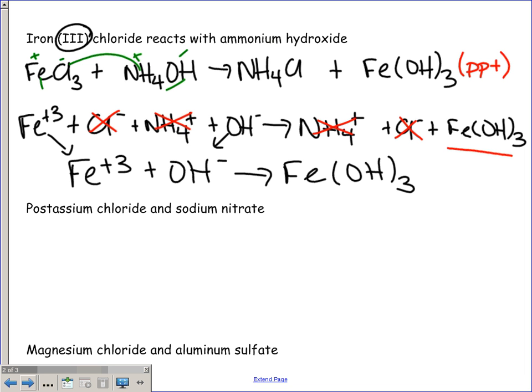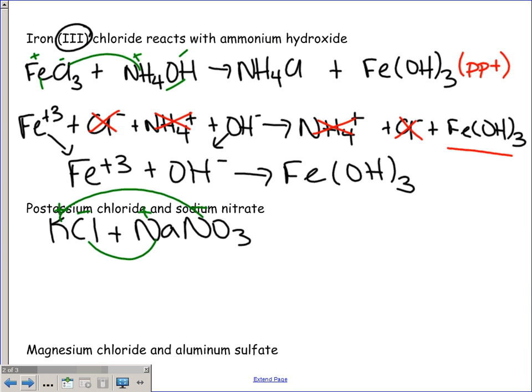All right, let's work one more of these. Potassium chloride and sodium nitrate. That should say potassium. KCl, potassium plus 1, Cl negative 1, and sodium nitrate, Na plus 1, NO3 negative 1. Okay, remember, positives and negatives. Sodium's going to steal chlorine, potassium's going to steal nitrate. So when I rewrite that, it becomes NaCl plus KNO3.